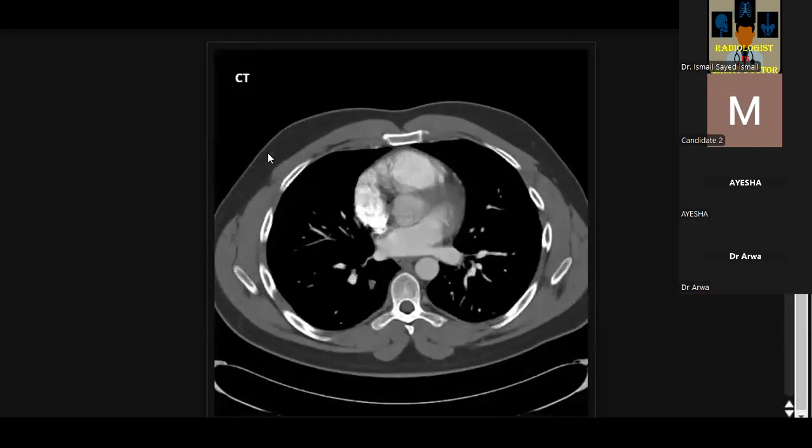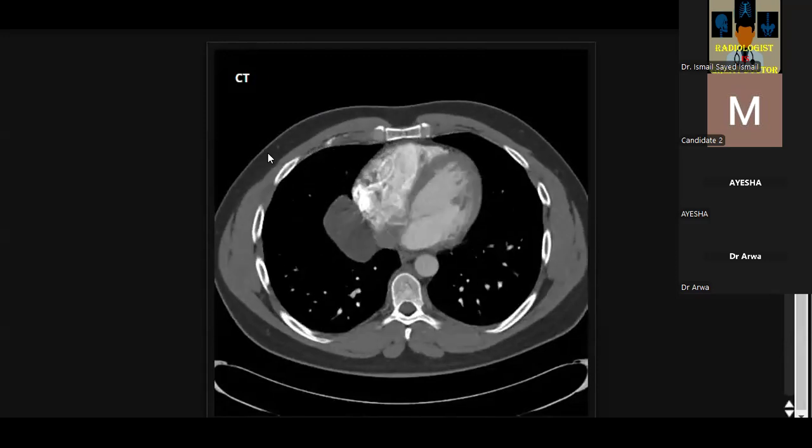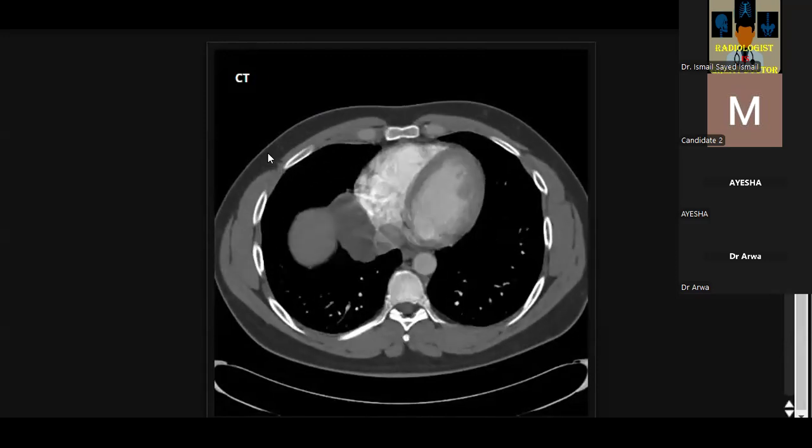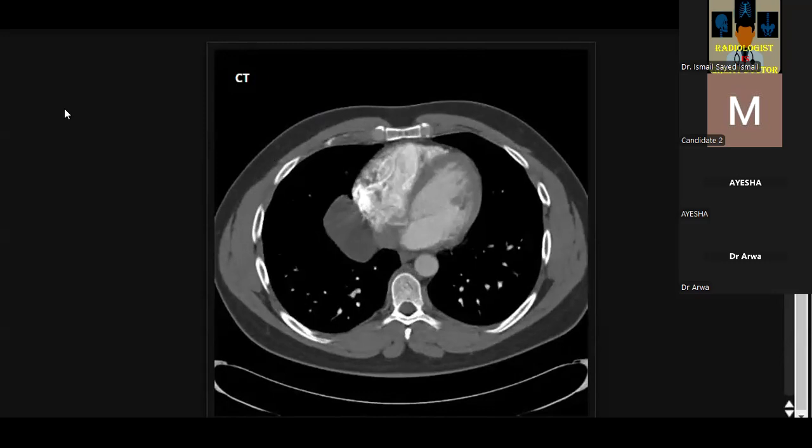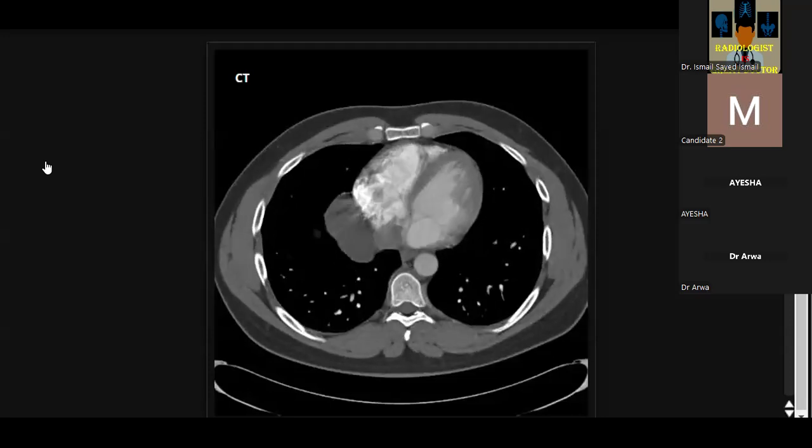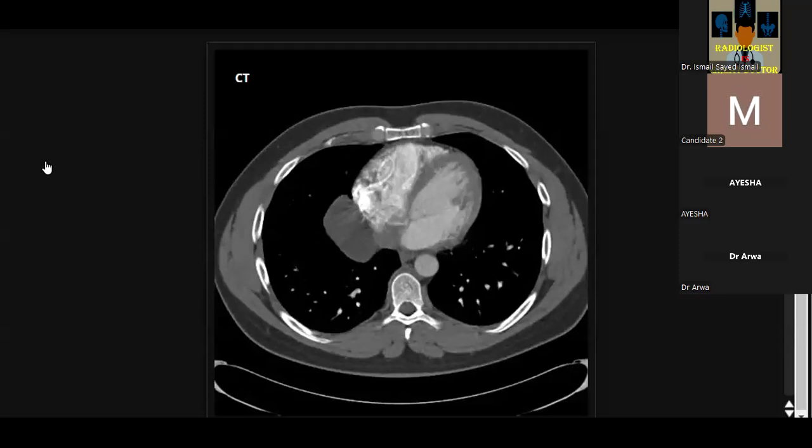CT scan of the same patient. I am provided with a CT scan, axial images, mediastinal soft tissue window, in which I can see a well-defined oval-shaped hypodense lesion which is abutting the cardiac border. It appears to be of low density, but in my routine practice I would like to take the HU of this lesion. However, on these images it appears to be some fluid density lesion.